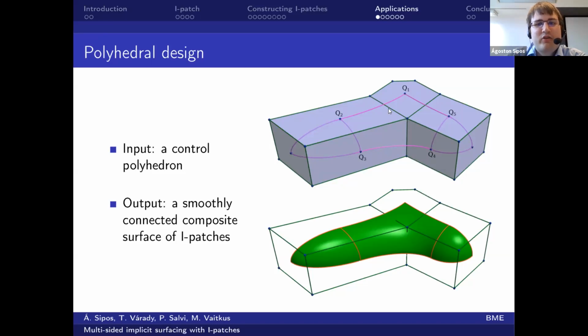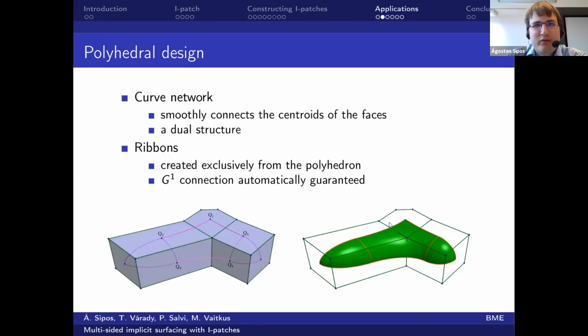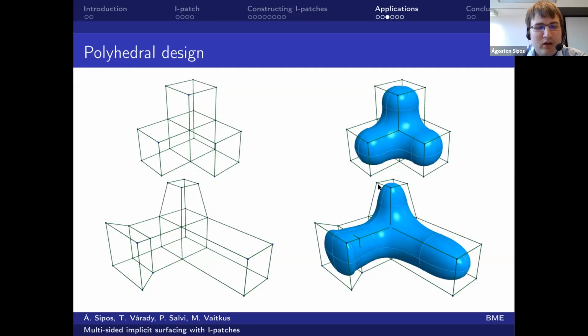Here the patch corners are defined by the midpoints and the normals of the faces of the polyhedron. The generated curves define a dual network from which the ribbons and bonding surfaces are automatically generated. Then the loops are filled with iPatches. All surfaces are automatically connected with G1 continuity. Editing the control polyhedron is easy, and the shape of the implicit surface generally deforms in a natural way.